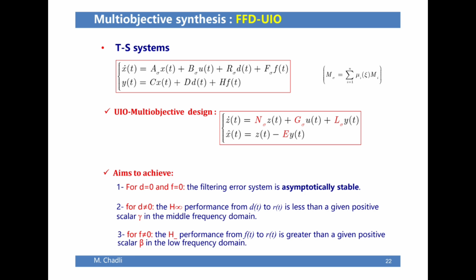For filtering error depending on disturbances only, the second one, disturbances should be rejected as much as possible by minimizing the parameter gamma. And the third objective, for filtering error depending on faults only, the residual signal should be as sensitive as possible to faults by maximizing the parameter beta. For this multi-objective design problem, for each case, we need to obtain an LMI formulation, because the objective is to implement these conditions easily using numerical tools.